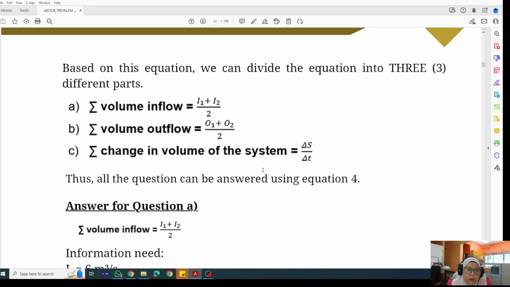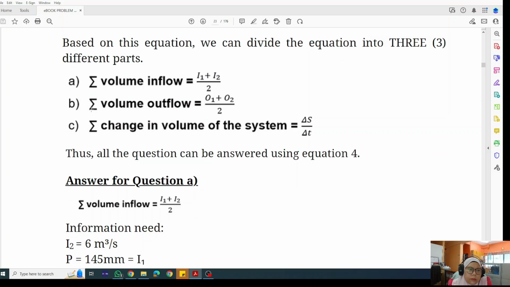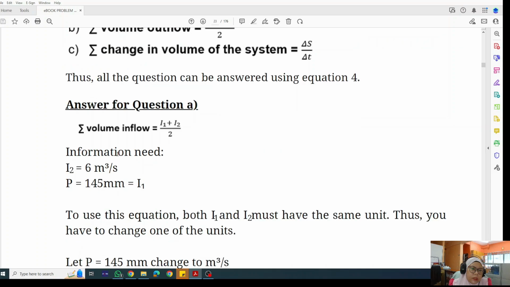Okay, so as I mentioned just now, we can consider I1 plus I2 divided by 2 equals total inflow. O1 plus O2 divided by 2 equals total outflow, and change of volume in the system is delta S over delta T. Okay, let's go through question A first.